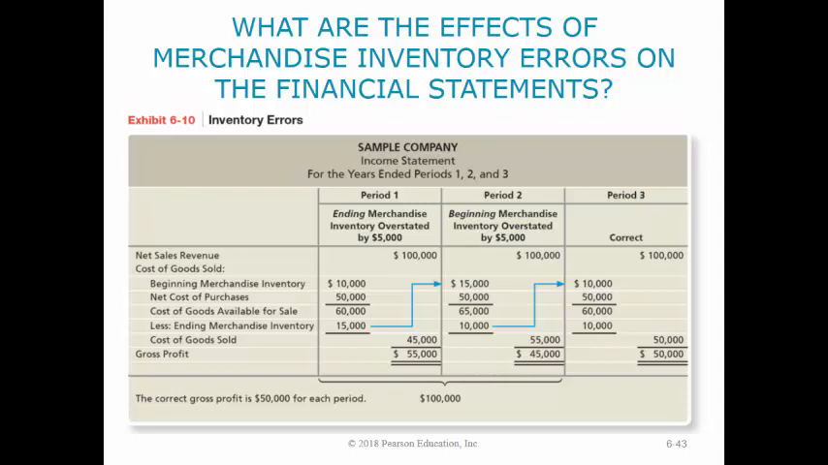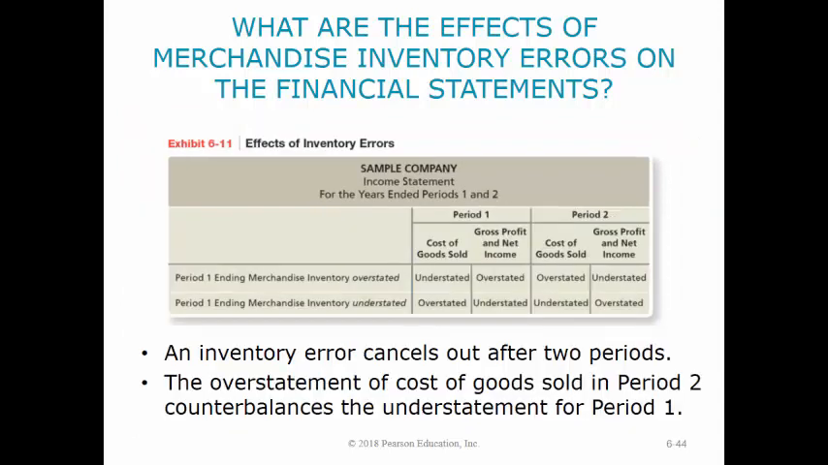Exhibit 6.10 illustrates the effect of an inventory error, assuming all other items on the income statement are unchanged for the three periods. Period 1's ending merchandise inventory is overstated by $5,000. Period 1's ending merchandise inventory should be $10,000. The error carries over to period 2. Period 3 is correct. In fact, both period 1 and period 2 should look like period 3.